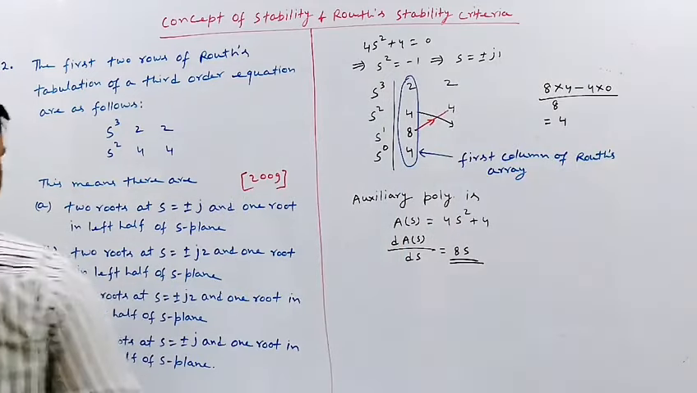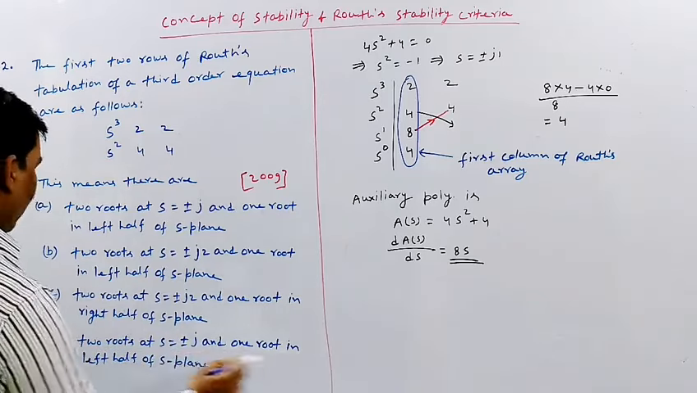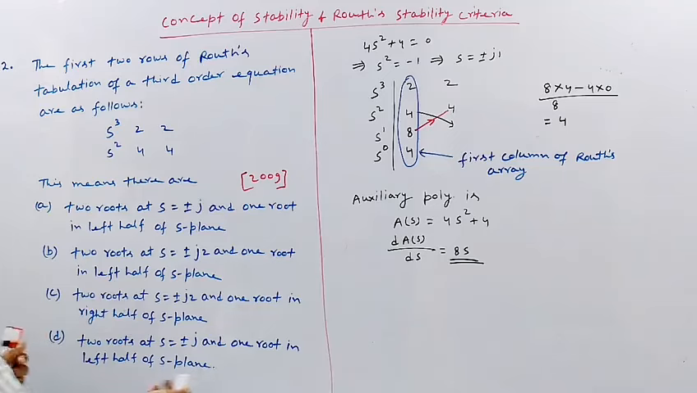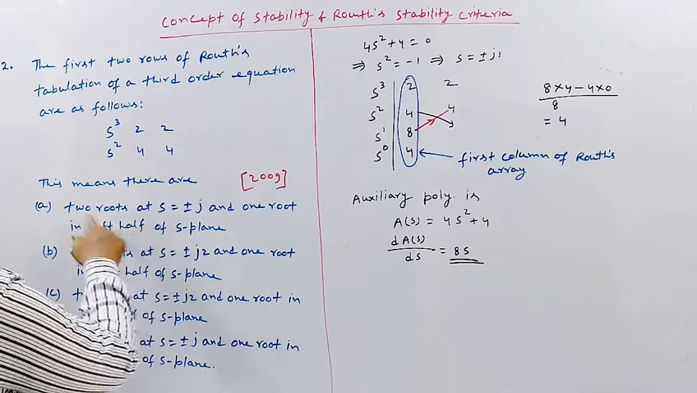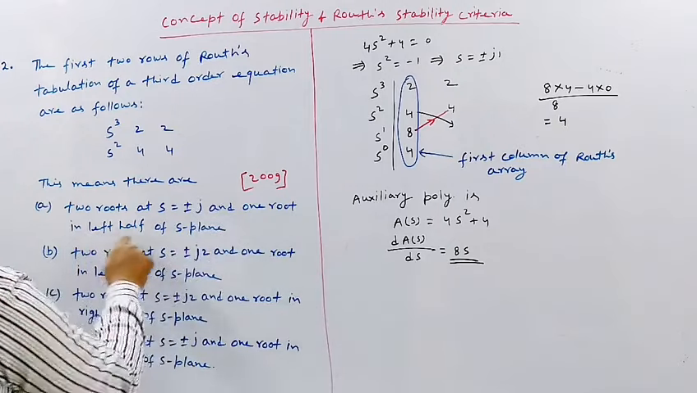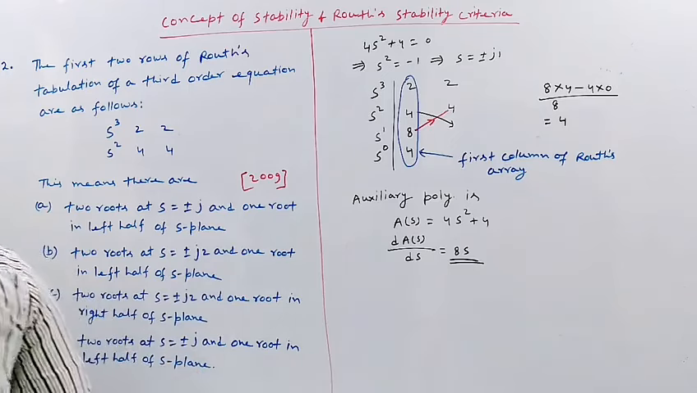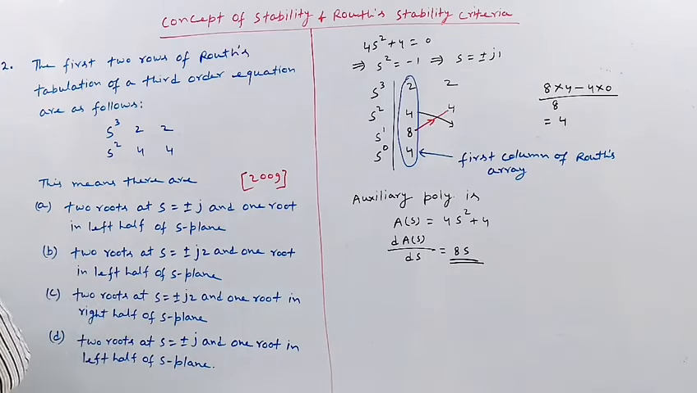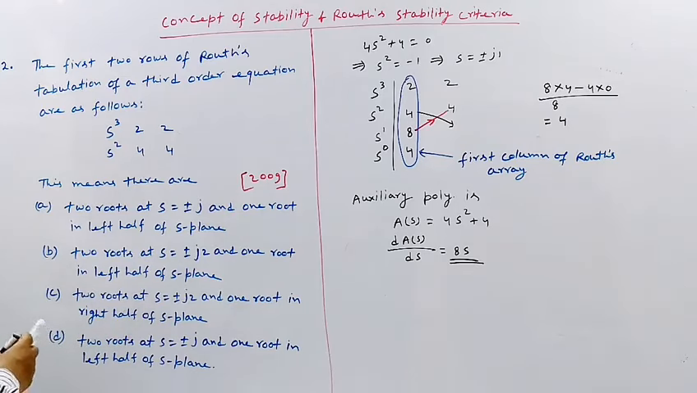So which option is correct? 2 roots at S equal to plus minus j and 1 root in left half of S plane. Okay, left half of S plane. And let me see whether any more appropriate answer is there. 2 roots at S equal to plus minus j and 1 root in left half of S plane. So both of the answers are the same. So we can take any one of the answers as true, or we can change one alternative.